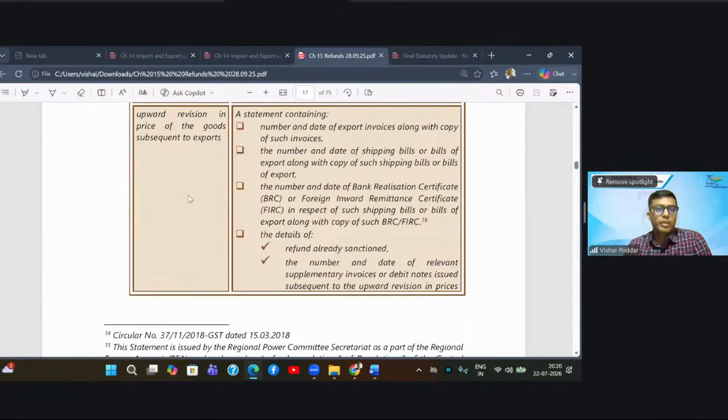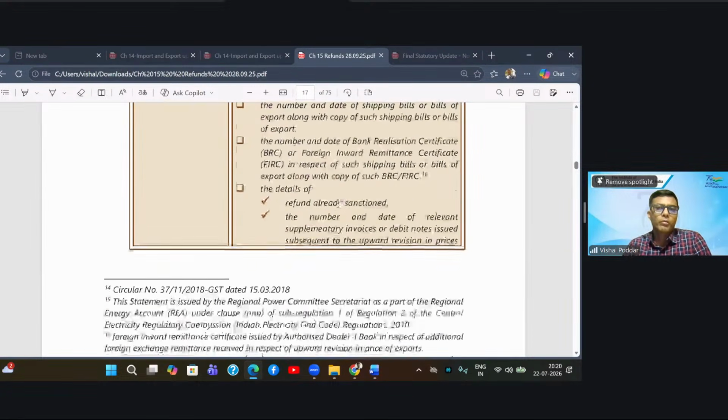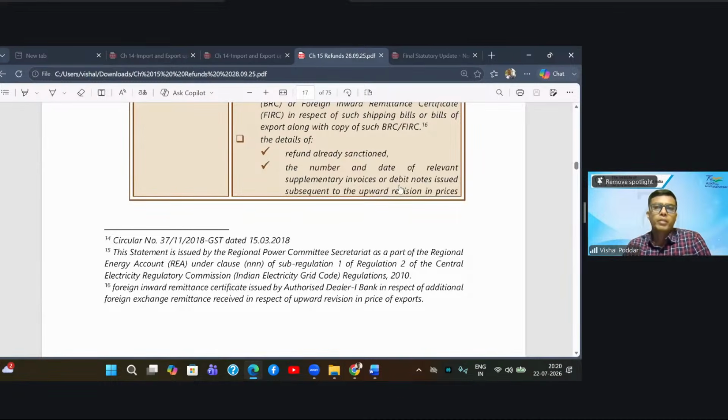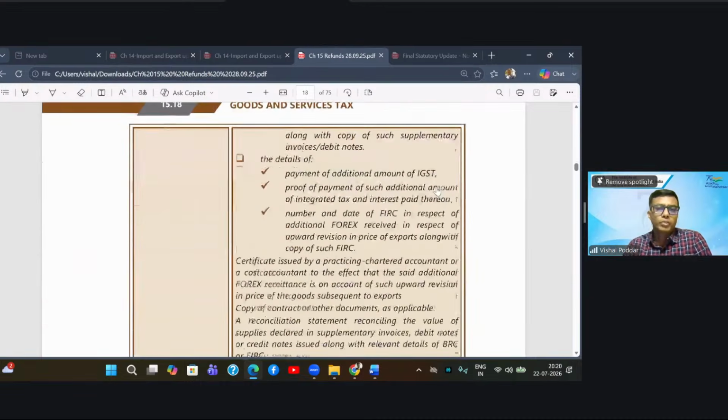Next, whenever there is upward revision in price of goods after your actual export, then the documents to be uploaded are number and date of export invoices, number and date of shipping bills, number and date of BRC, FIRC in respect of such shipping bills, along with the copy of this, and the details of refund already sanctioned because you have already got refund on the original export. Now it is for upward revision, and the number and date of relevant supplementary invoices which you have issued.